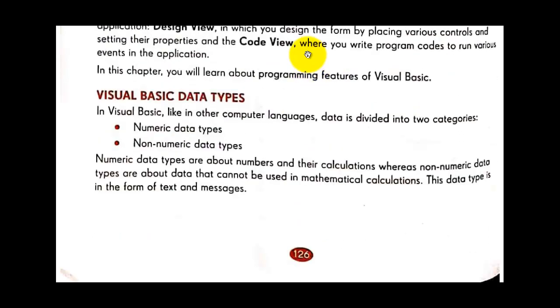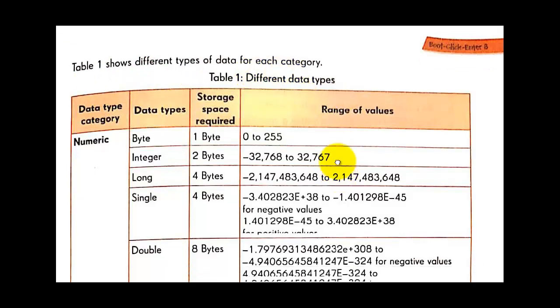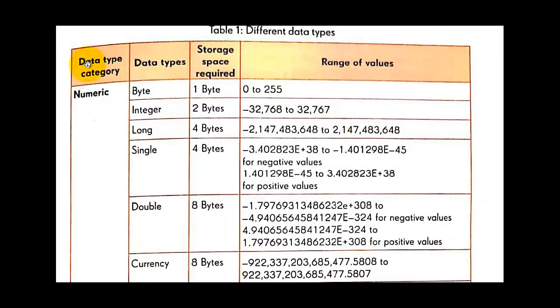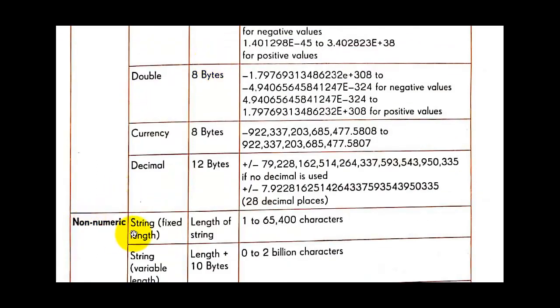I hope you have understood till here. Now let's go to the next page. Table 1 shows different types of data for each category, different data types. The first data type category is numeric, and the second one is non-numeric.